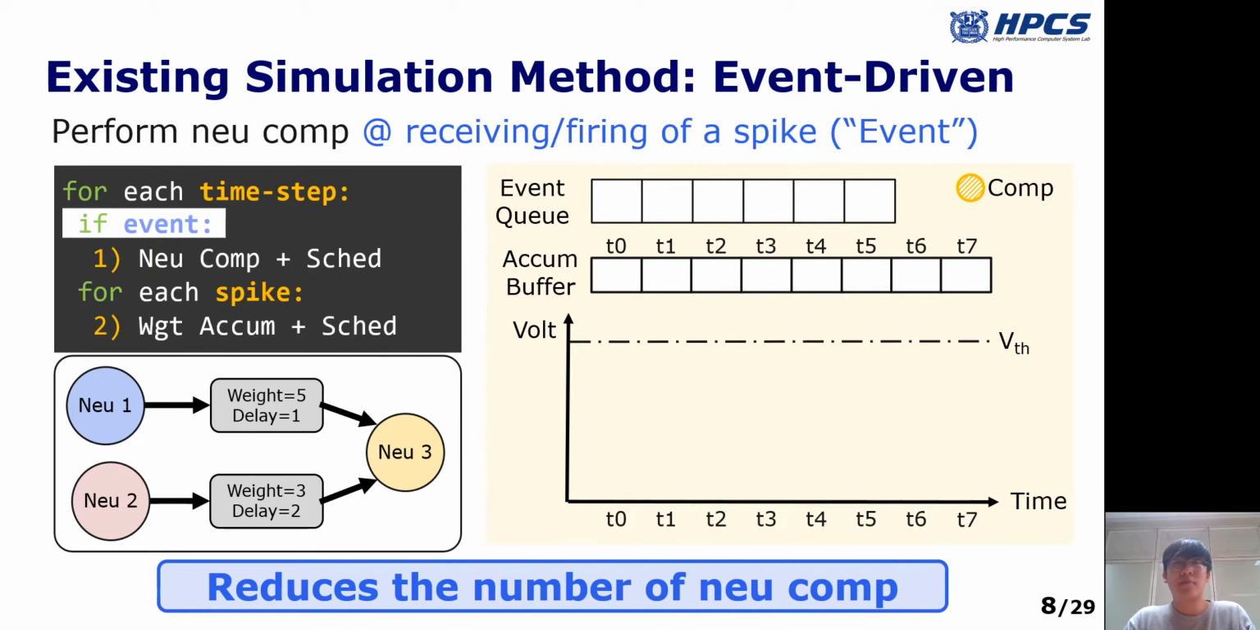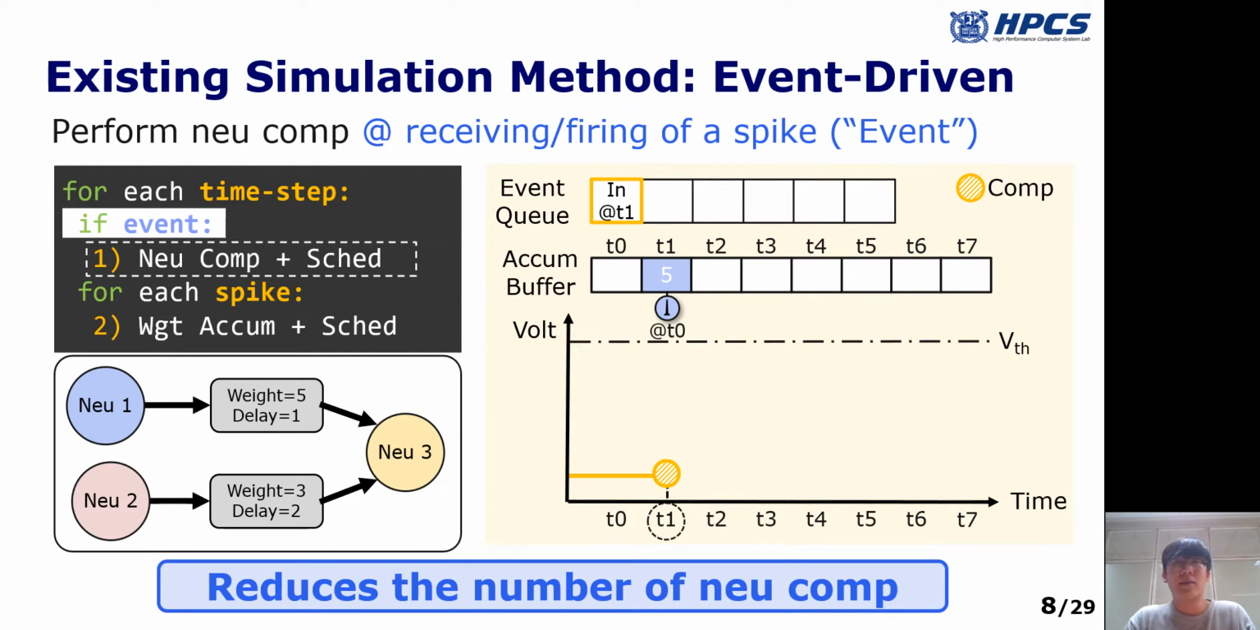To resolve the problem, there is another simulation method called event-driven simulation. The key idea is to perform neuron computation only when there is an event, which indicates that a neuron either receives or fires a spike. Therefore, the simulator keeps an event queue to schedule the events. In the first step, the simulator skips the computation as there is no event, and then it accumulates the weight. After accumulating the weight, the simulator schedules an in event, which indicates that a neuron receives a spike.